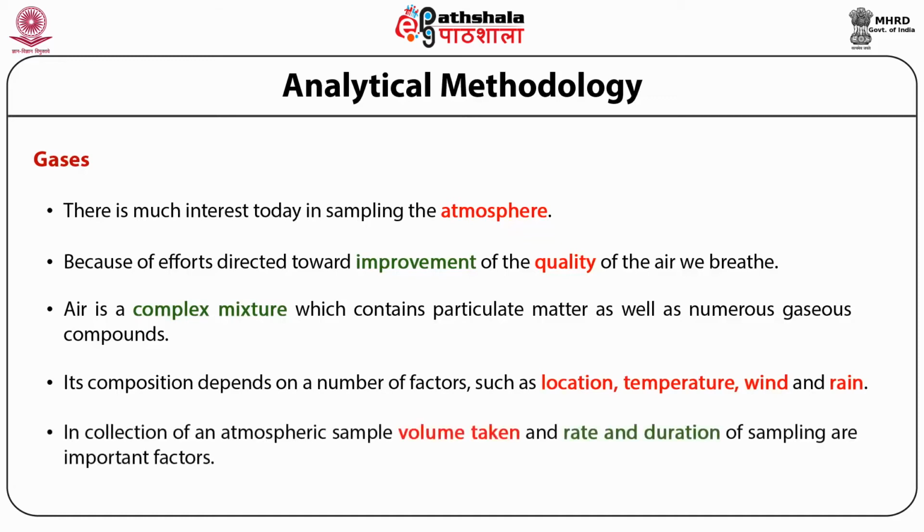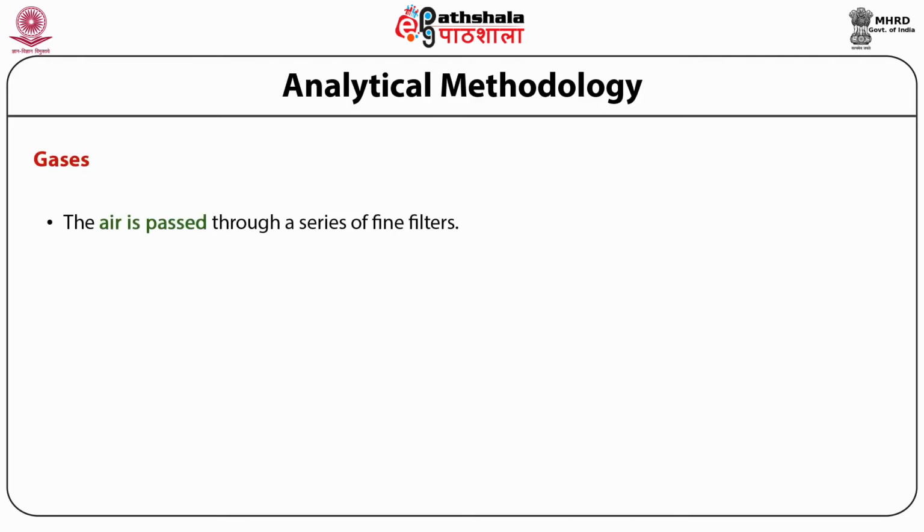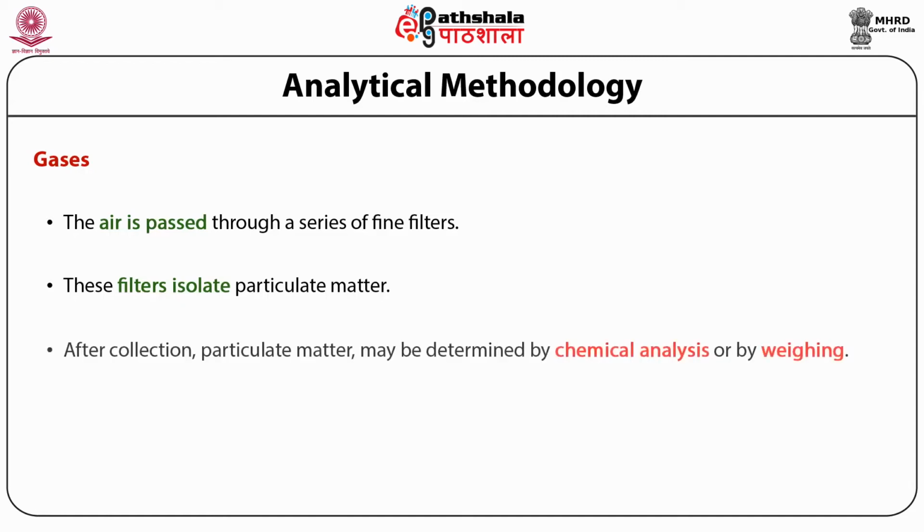In the collection of an atmospheric sample for analysis, the volume taken and the rate and duration of sampling are important factors. The air is passed through a series of fine filters to isolate particulate matter and through a column of a solution where a chemical reaction occurs to trap the desired component. After collection on a filter, particulate matter may be determined by chemical analysis or by weighing.